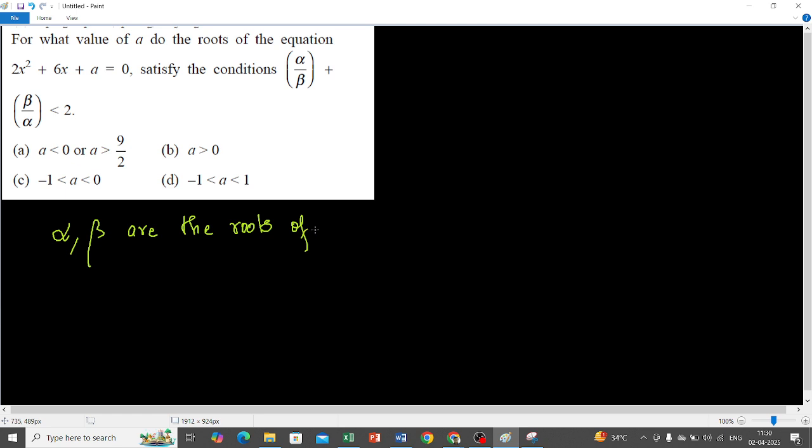Alpha, beta are the roots of the equation 2x square plus 6x plus a is equal to 0. Okay, now alpha into beta, product of roots.